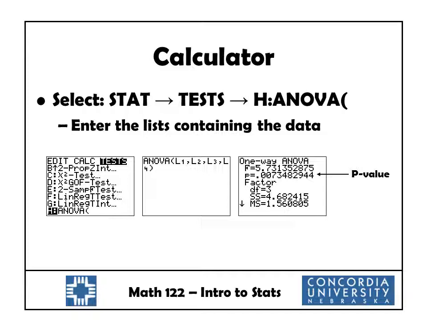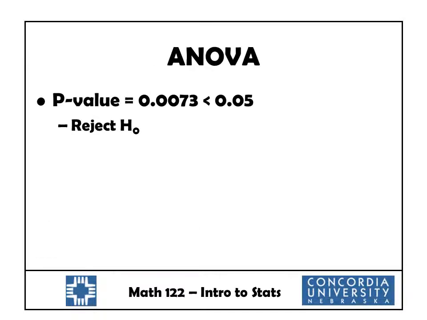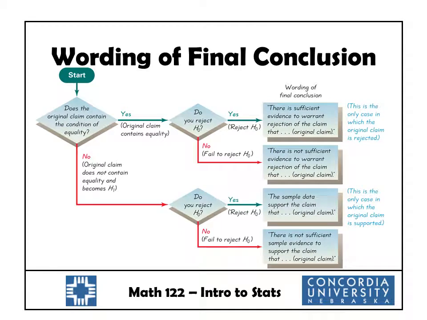It gives a lot of outputs. The only one we're really interested in there is the second one, p equals 0.007. That's our p-value. So now we are going to interpret this in the same way. The p-value is less than 0.05, and so we reject the null hypothesis. We word the final conclusion the same way.